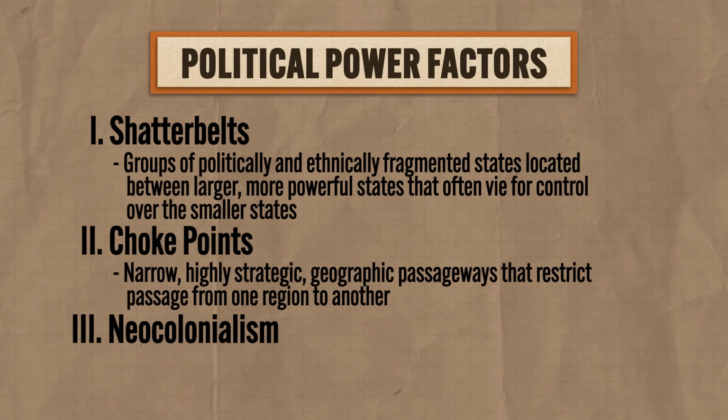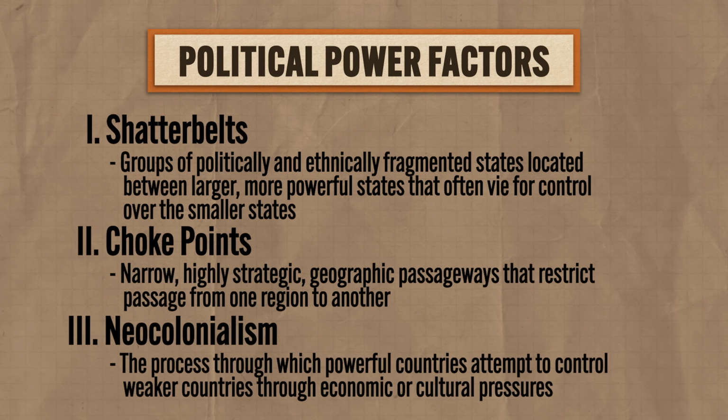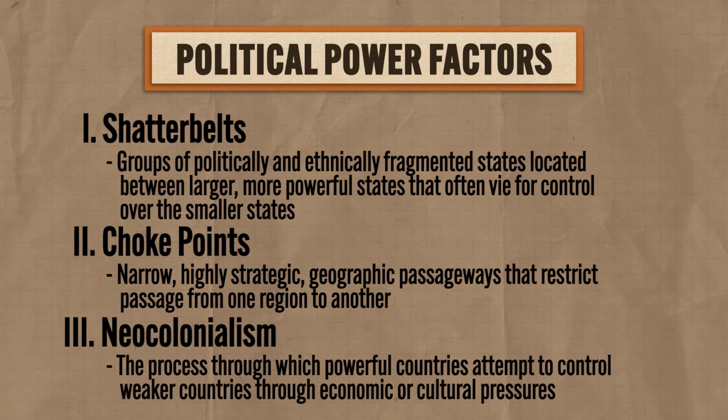Okay, now the third major phenomenon that explains the distribution of political power is neocolonialism. So although nearly all former colonies have become independent nations and the old kind of colonialism isn't really practiced anymore, a new kind of colonialism has arisen. Neocolonialism describes the process by which powerful countries attempt to control weaker countries through economic or cultural pressure. And we can see this today, especially in Africa, but to understand that, let's back up and get some context.